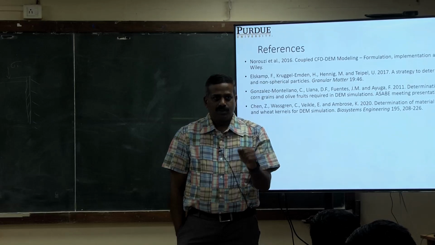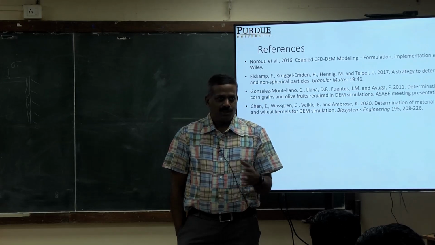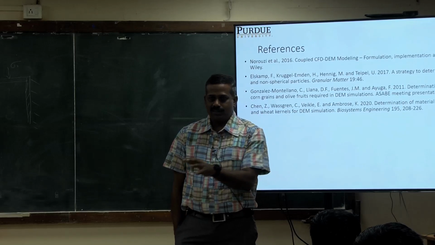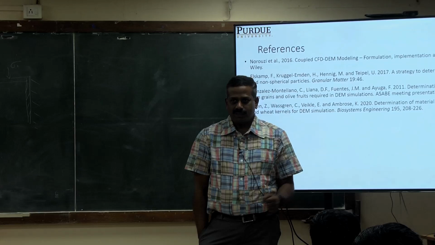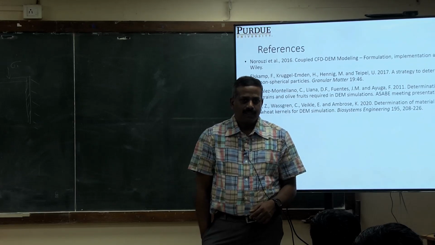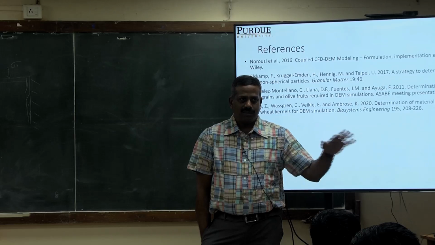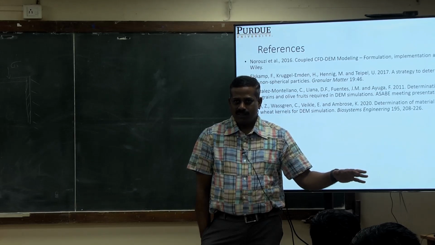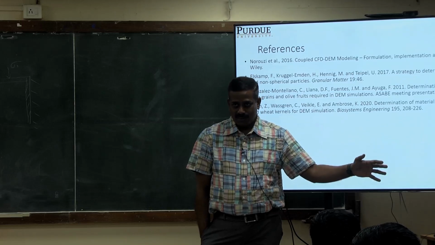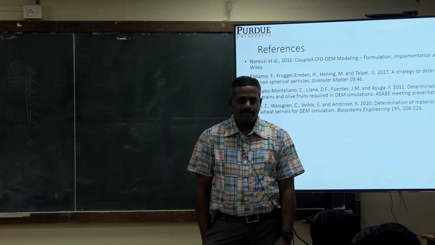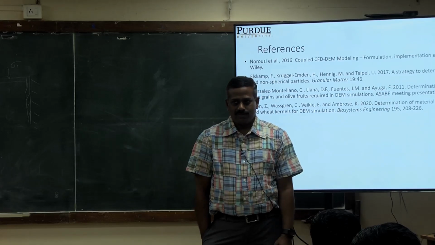So what we do is assume some starting value, then keep on doing simulations and calibrate with some simple experiments, like angle of repose or bulk density measurement. When you get the exact angle of repose or bulk density same as the simulation, then we assume that the values we used for that simulation are appropriate. It's not an accurate method, but that's the way we can do it.